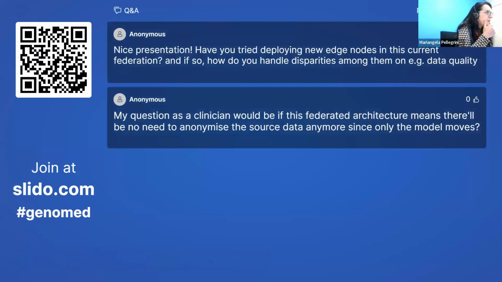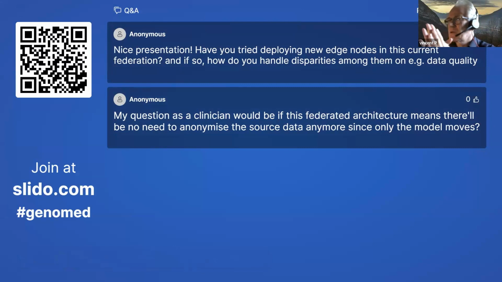Thank you. So we go with the first one. Nice presentation. I echo the same. Have you tried deploying new edge nodes in this current federation? And if so, how do you handle disparities among them on, for instance, data quality?